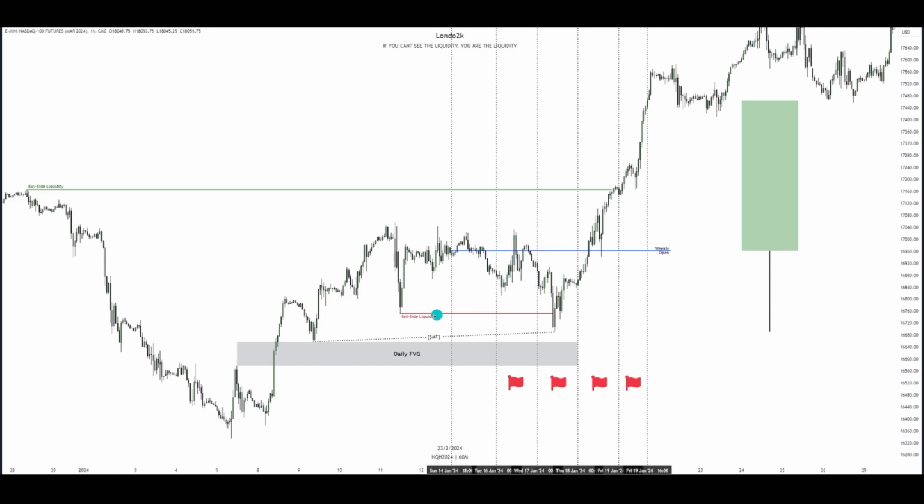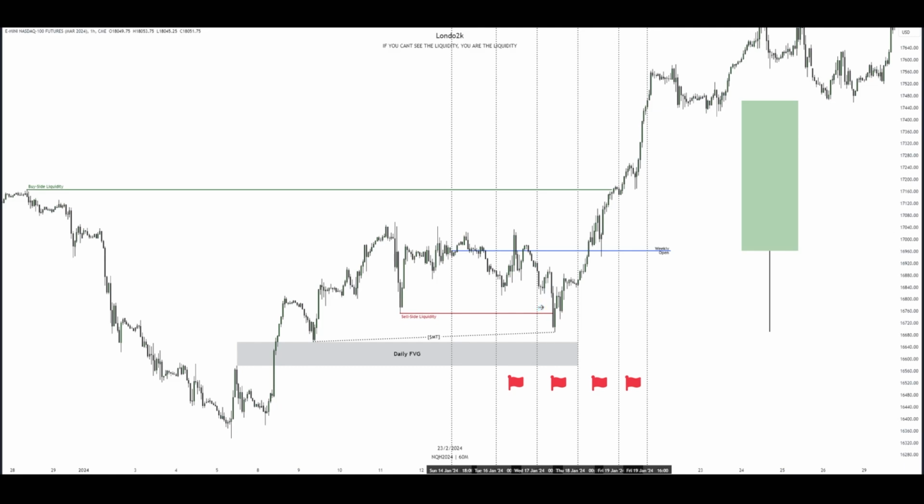Tuesday, you would wait unless it purges a liquidity pool, which it didn't. So you would continue to wait. Wednesday, we get a strong move down, takes out this liquidity. And you can see I've drawn SMT here because while NASDAQ was doing this, ES drove a bit lower into the daily fair value gap, creating SMT. So when you have this raid on sell side, SMT, this will be a key area for you to start looking for your reversal.